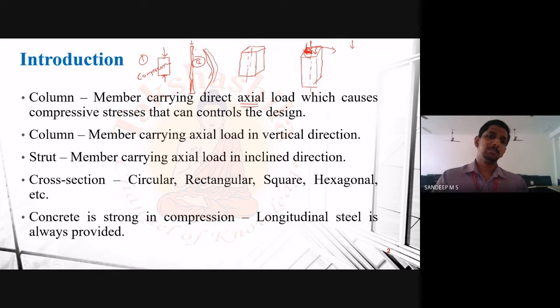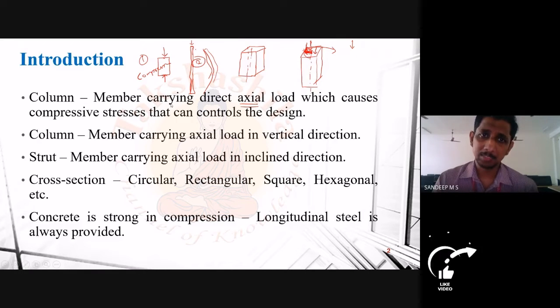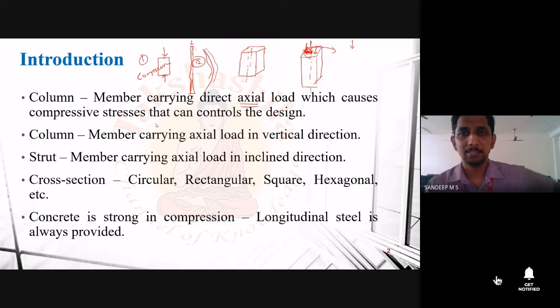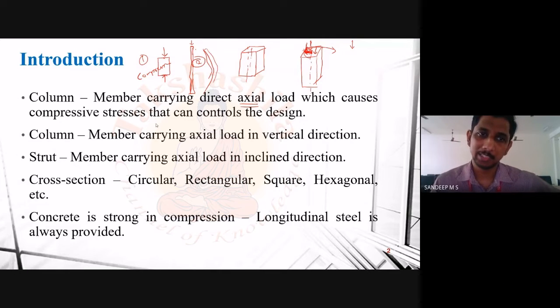Now we will move into things. So basically columns are members carrying direct axial loads which cause compressive stresses that can control the design. In the case of beams, we were having flexural stresses which were predominant there, but here we have compressive stresses that control the design. We will be designing to ensure safety in compression.